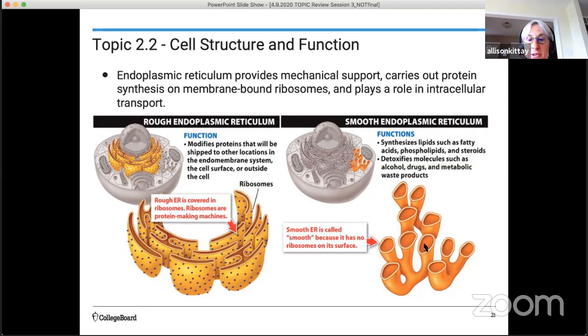And then you can see the smooth ER, it lacks those ribosomes, and it is not involved in protein synthesis, but rather in lipid synthesis. So it can make fatty acids, it can make phospholipids, which are used in cell membrane construction, and also steroids. And its detoxification function, it will detoxify molecules that are found in alcohol, drugs, and metabolic waste products.